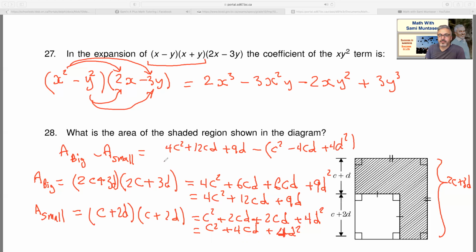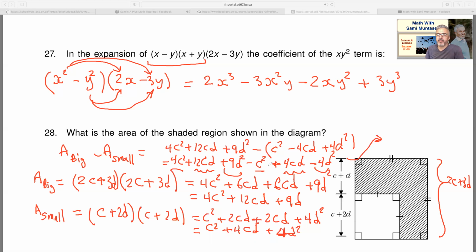Now, this will equal, rewrite this as 4c squared plus 12cd plus 9d squared minus c squared minus, that's going to be plus because the sign changes, 4cd, and then negative times positive is minus 4d squared. And now just collect like terms. This is the same as this, and this here is the same as this. So I'm just going to write the answer right there.